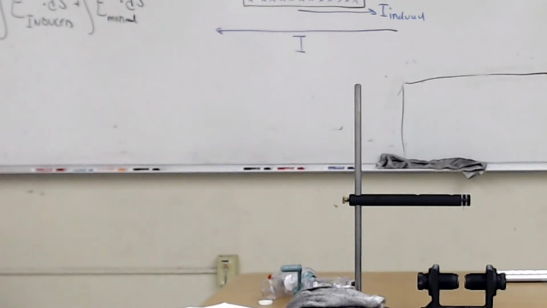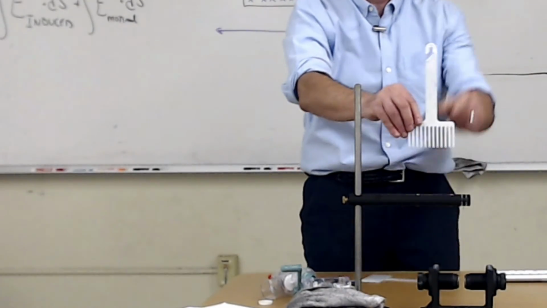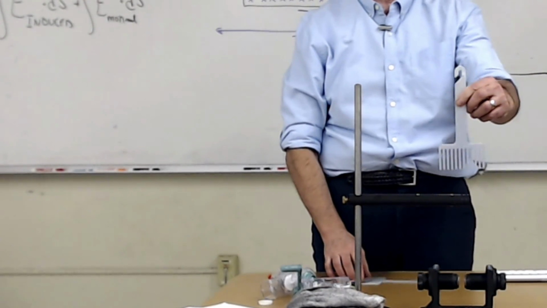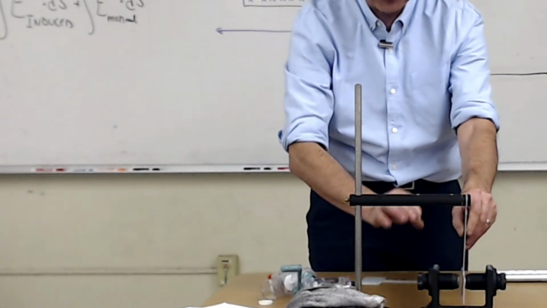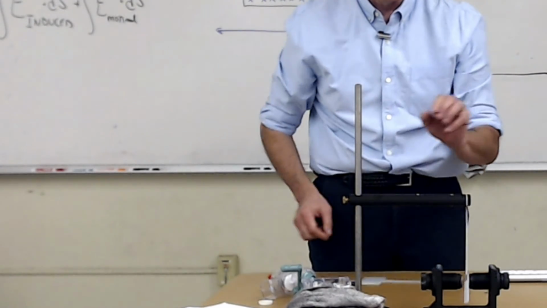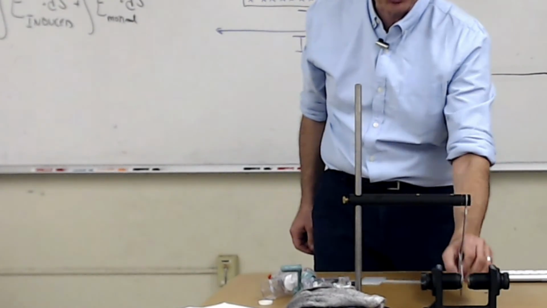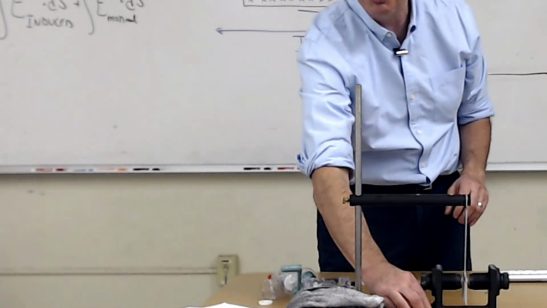Now what happens if I change the geometry of the aluminum plate? What I've done here is increased the resistance. So it's harder for current to flow, or harder for charge to flow. So it takes longer for this to come to a stop. It still comes to a stop, it takes longer.